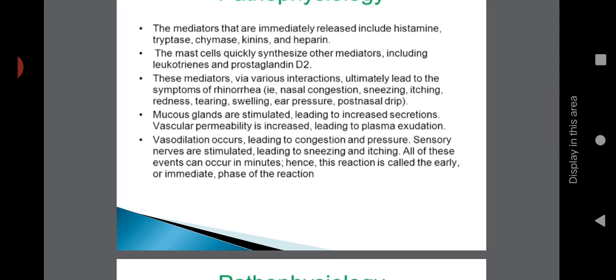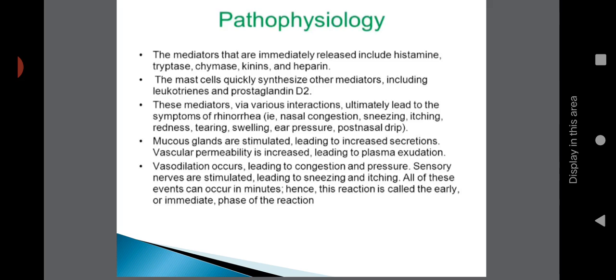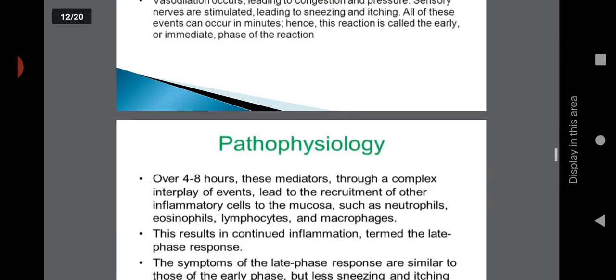So all these things are happening within minutes. For example, once we are exposed to some dust, pollution, or dander, suddenly there is a change happening in your nasal mucosa. You will start itching, then start sneezing. Then during sneezing and itching, the plasma will be flushed out, and the allergen will move out or drain from your nose. So this particular phase we call the early or immediate phase of reaction.